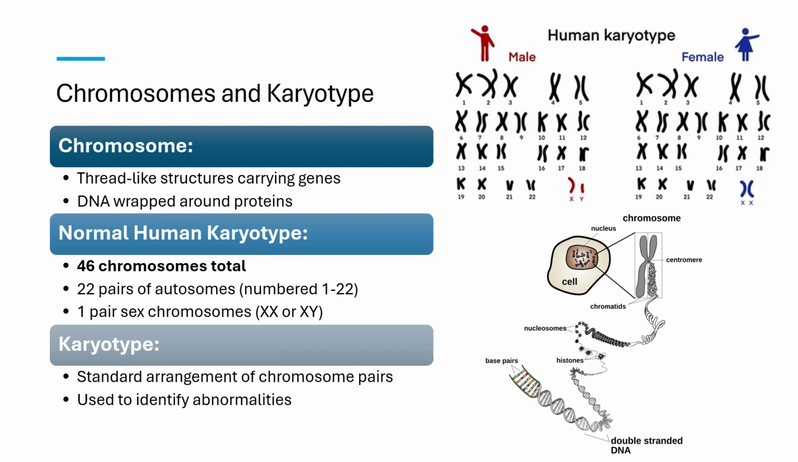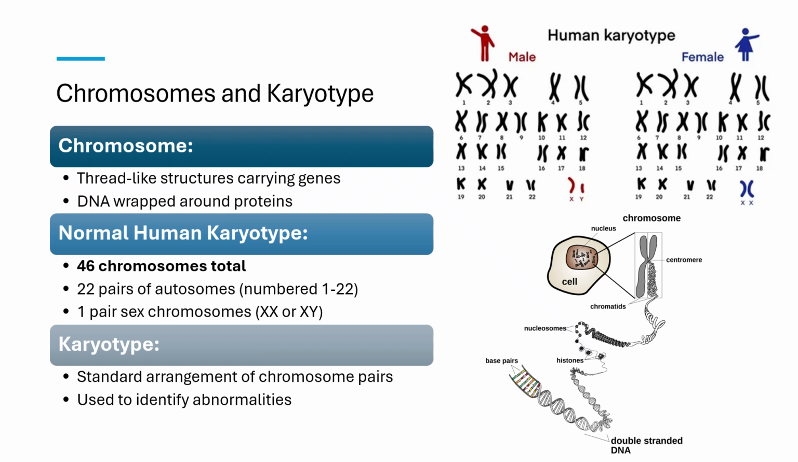A karyotype represents the standard visual arrangement of all chromosome pairs, captured when cells are arrested during metaphase of cell division, the point when chromosomes are most condensed and visible. Laboratory technicians photograph the chromosomes, then arrange them in numerical order, creating the familiar karyotype image we review in genetic reports. This systematic arrangement allows us to identify numerical abnormalities, like trisomy 21, structural changes like deletions or translocations, and even subtle rearrangements that might escape detection through other methods.